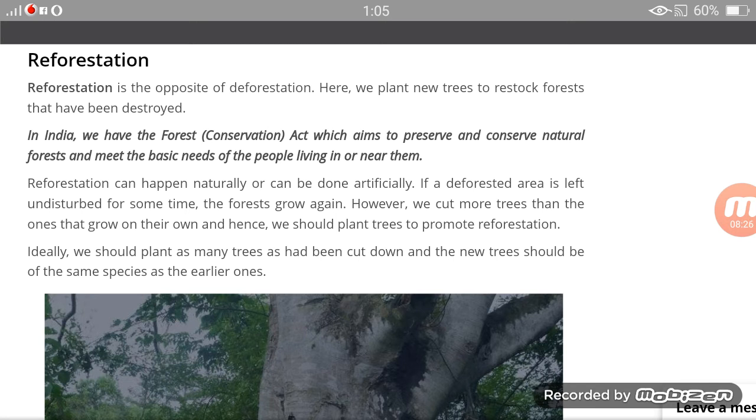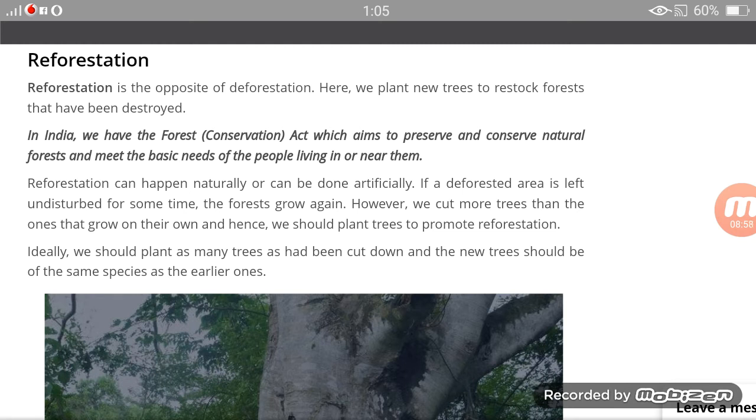Now we'll read further. Here we plant new trees to restock forests that have been destroyed. So we are restocking the trees. In India, we have the Forest Conservation Act, which aims to preserve and conserve natural forest and meet the basic needs of the people living in or near them. So in India, we are having an act which is known as the Forest Conservation Act. You can note down this name, as this information may not be given in your NCERT textbook.